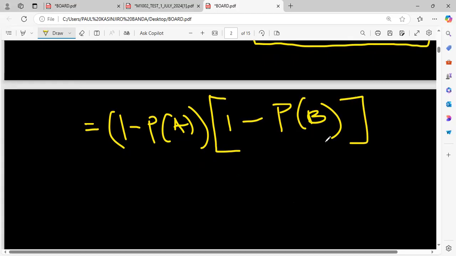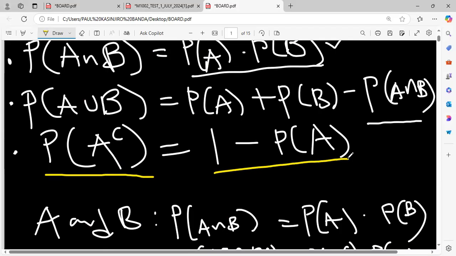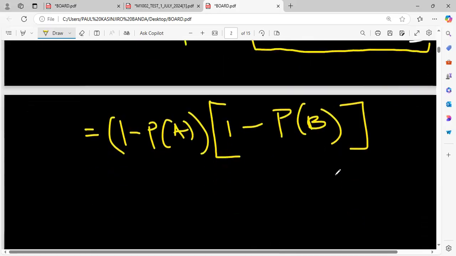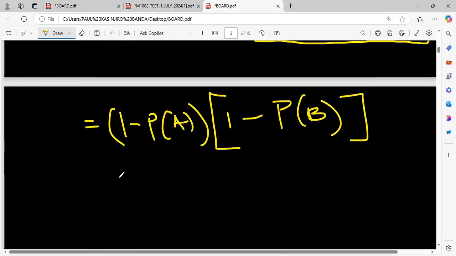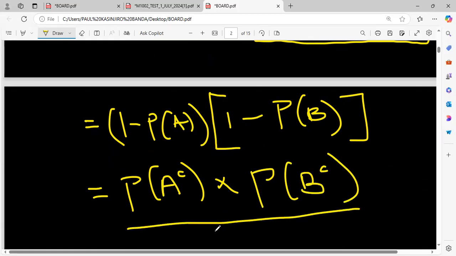By the complement rule, by the definition, what did we say? If I go back here, we said if you're finding the probability of A complement, it's the same as 1 minus probability of A. So if I have the probability of B complement, it will be the same as 1 minus probability of what? B. So that's what we have here. 1 minus probability of A is the same as probability of A complement, and multiplied by 1 minus probability of B, which is the same as probability of what? B complement. So here our proof is complete.